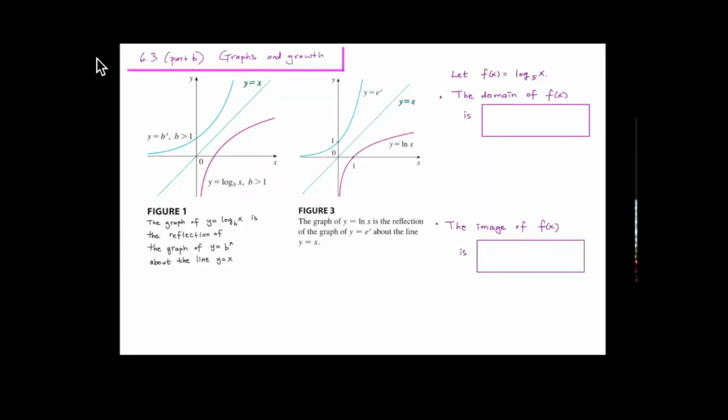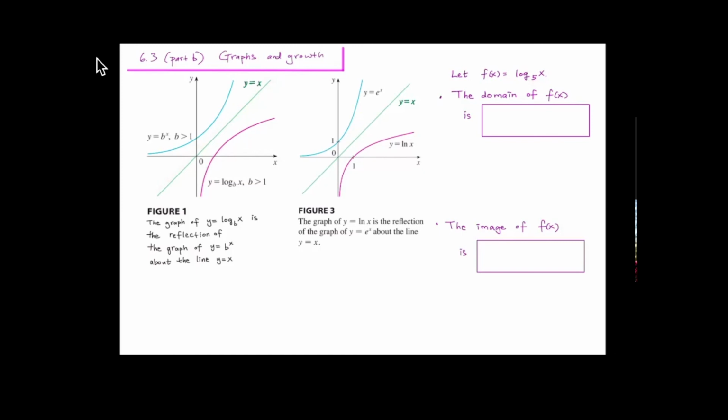In part B, we will say a few words about the graphs and growth of logarithmic functions. Like I mentioned earlier, you can sketch the graph of log base b of x by first sketching the graph of b to the x. So if b is bigger than 1, you will have a picture that looks like this for b to the x. And your log base b of x would look like this. So the reflection across the line y equals x. For example, let me work with the base 5.